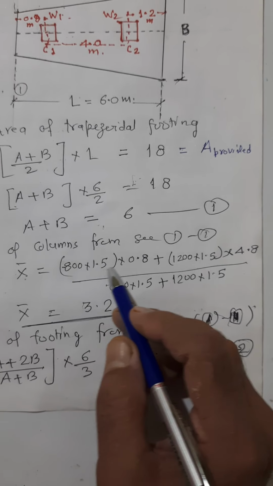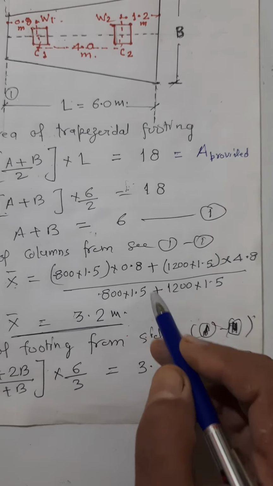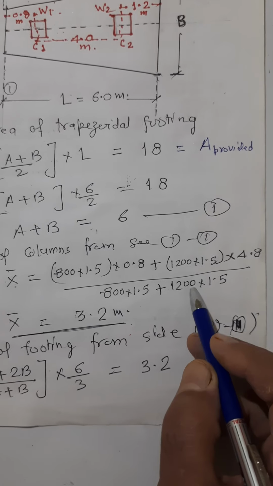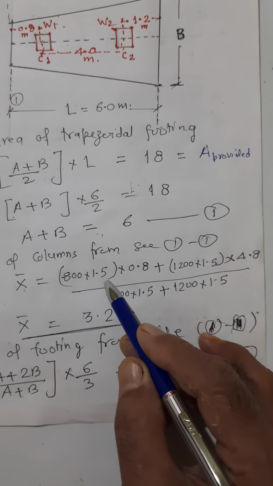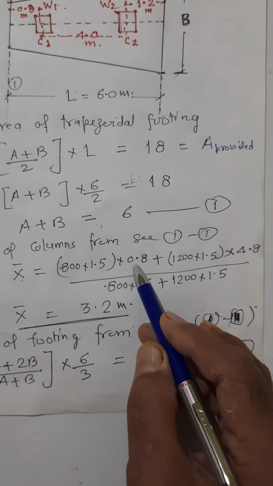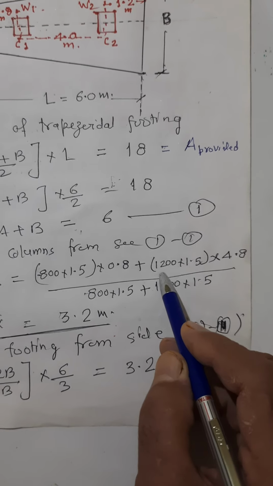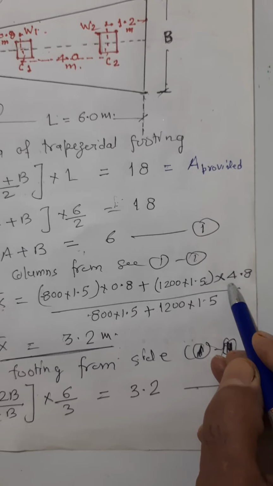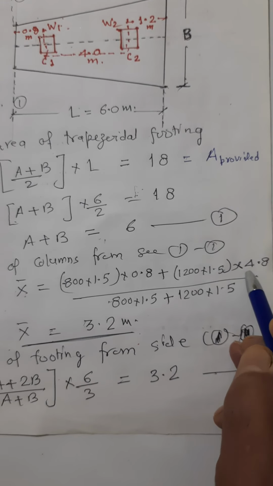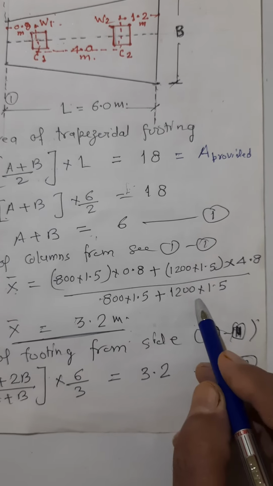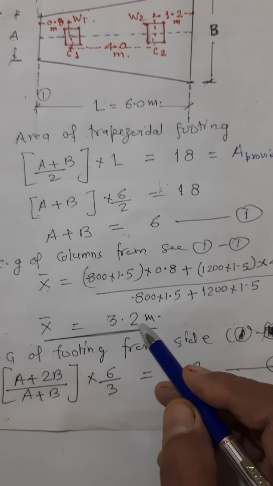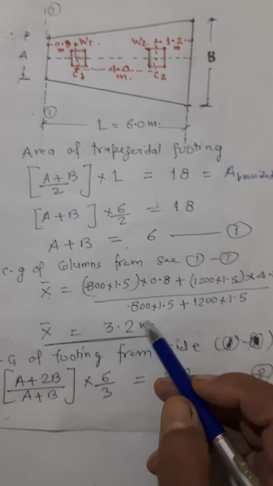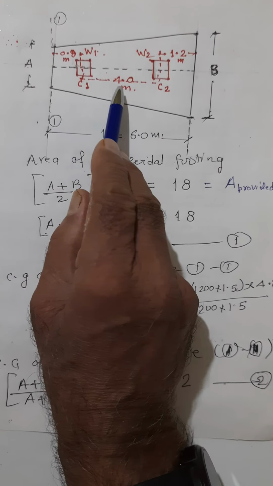X bar can be calculated. I have of course multiplied by 1.5, but I will not divide it because it is also to be divided by 1.5. It makes no difference. So 800 into 0.8 plus 1200 into 4.8, divided by 800 plus 1200, because 1.5 cancels out, X bar comes out to be 3.2 from here.